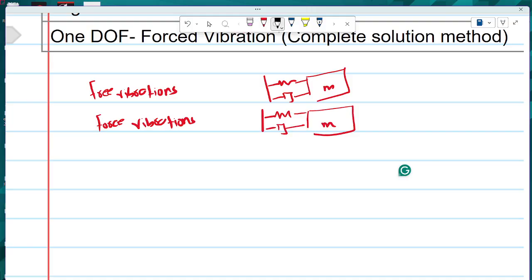If, at the time before you start to observe, there is no force, F equals 0, then it is termed free vibration. What does it mean? Let's say you just excite the system and then you remove the force, and then you start observing the vibration of the system.